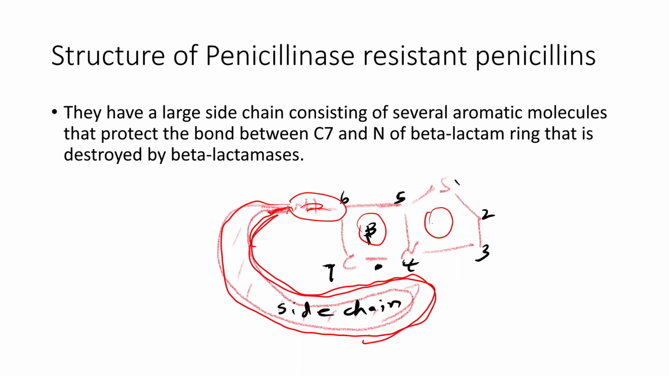What does it do? The structure is like this. It protects this beta-lactam bond. This is the bond between carbon 7 and nitrogen that is broken down by the beta-lactamase. That bond is protected by this large molecule. That is how penicillinase resistant penicillin works.